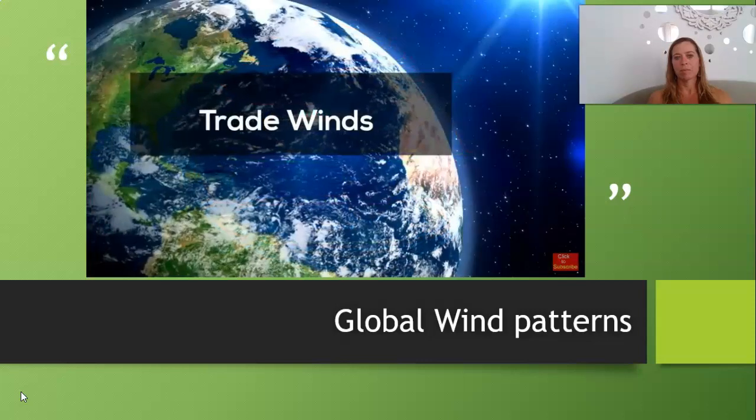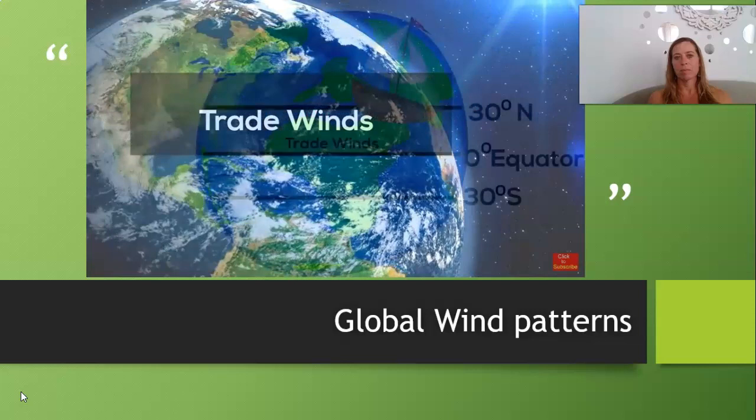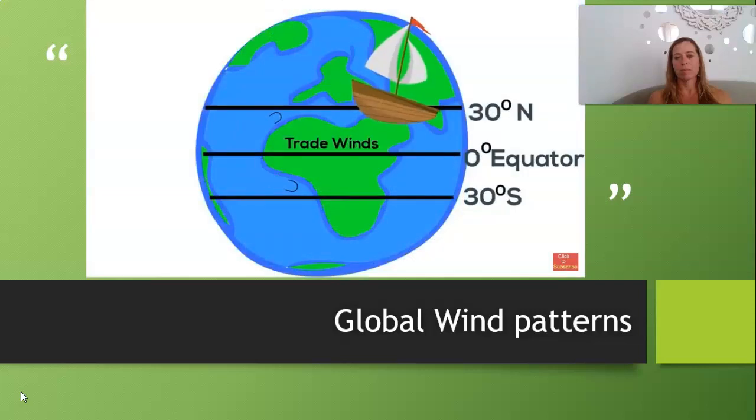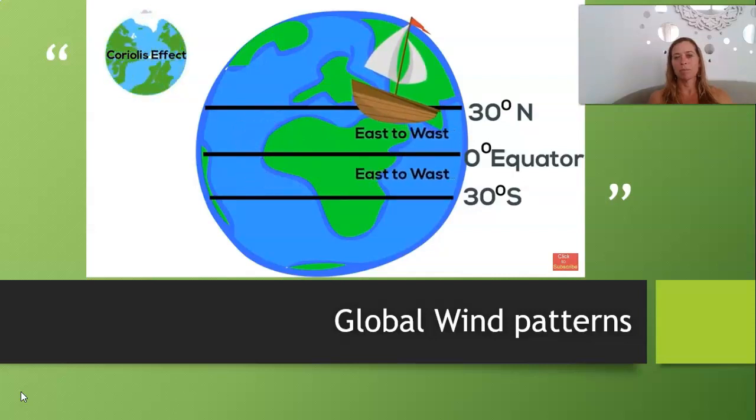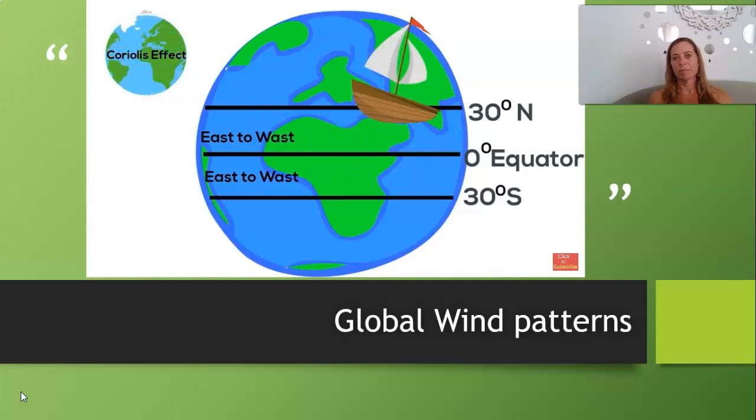Next are the trade winds. Between 30 degrees north and 30 degrees south of the equator, in an area called the horse latitudes, the Earth's rotation causes air to slant towards the equator in a southwesterly direction in the northern hemisphere and a northwesterly direction in the southern hemisphere. The Coriolis Effect, in combination with an area of high pressure, causes the trade winds to move from east to west on both sides of the equator.